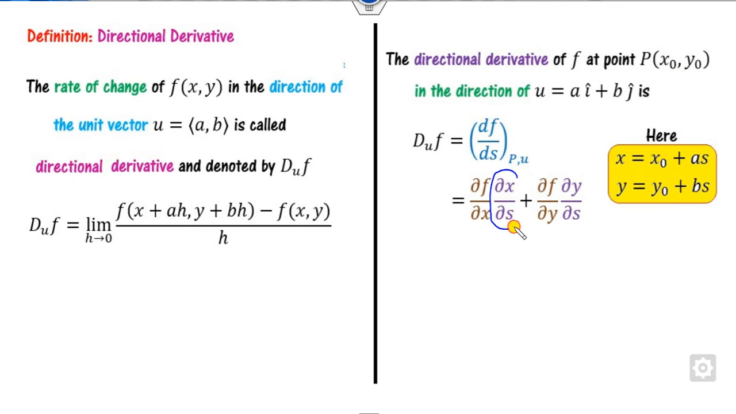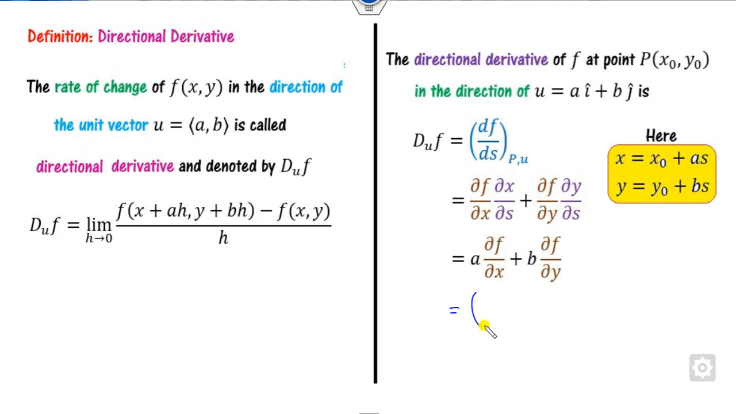What is the value of this? You can compute from here. The partial derivative with respect to x is a. The partial derivative of this with respect to y is b. So this value is my a, this value is my b. So I can substitute here.